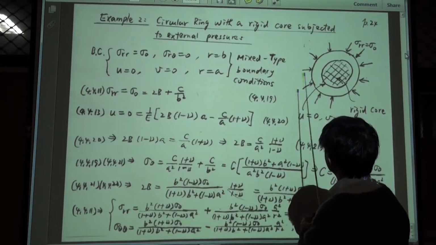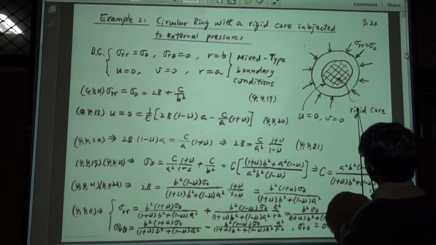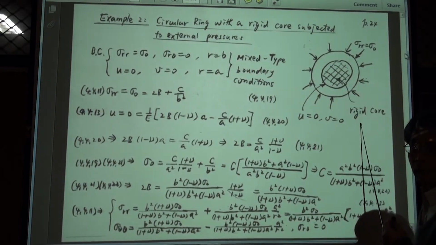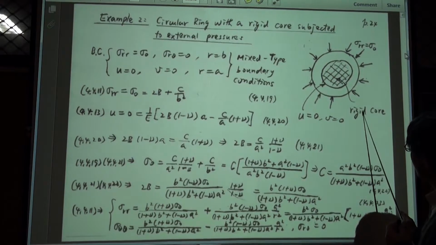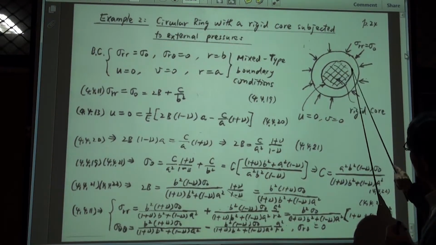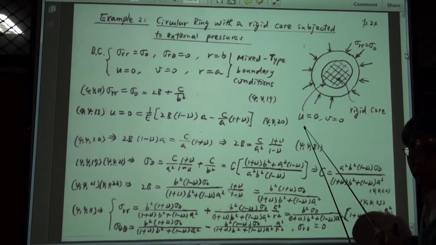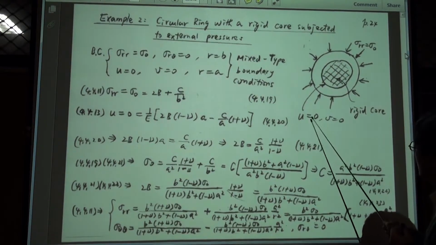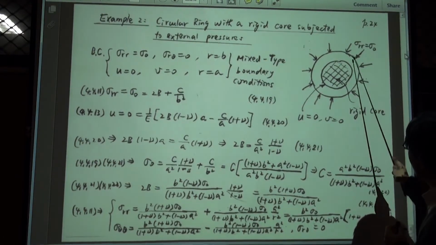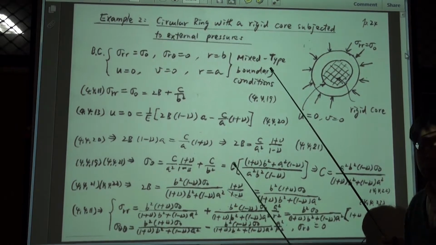In example 2, we have a circular ring with a rigid core buried inside. Because we have a rigid core here, on the inner boundary we have no displacement at all, right? Because it is fixed. We have no displacement at all. And on the outer boundary we have the outer pressure.